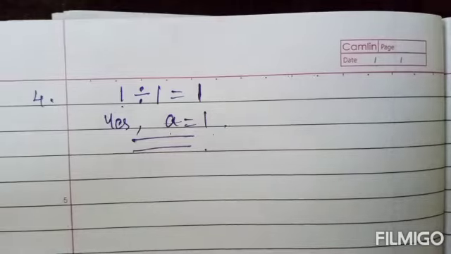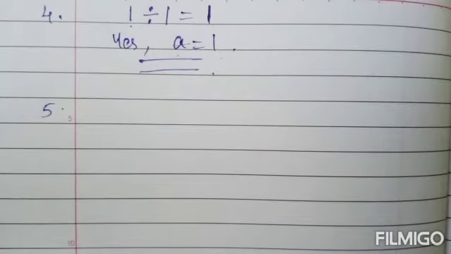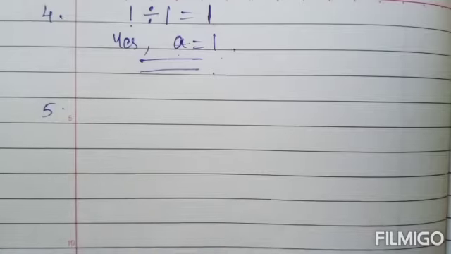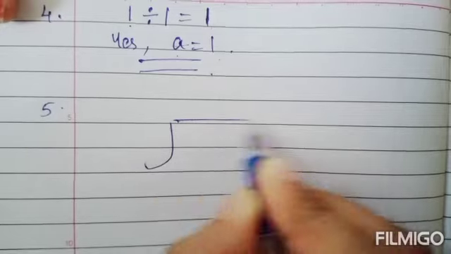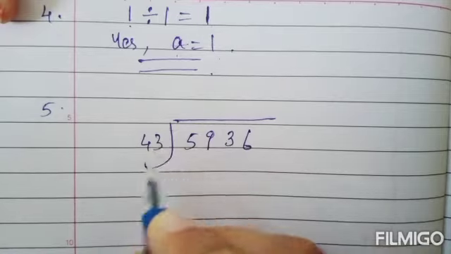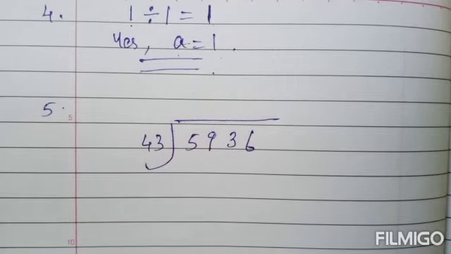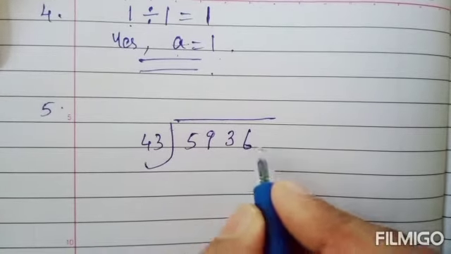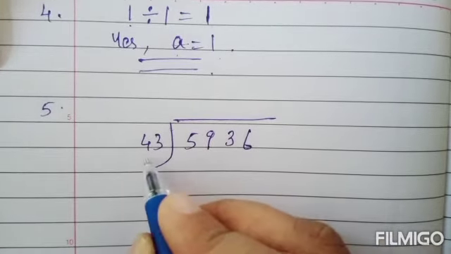Okay, fifth one: divide 5936 by 43 to find the quotient and remainder. Also check your division by using the formula dividend equal to divisor into quotient plus remainder. So here, first you have to divide 5936 by 43 and find its quotient and remainder.